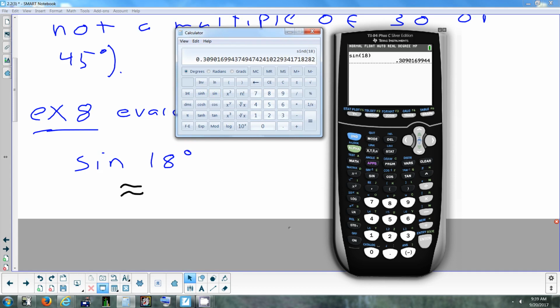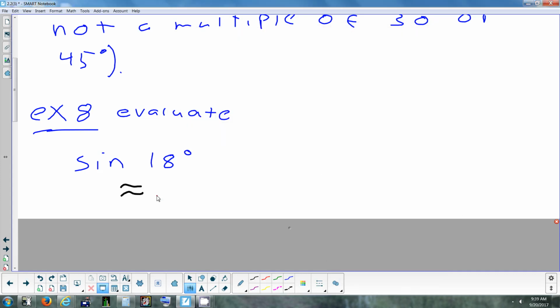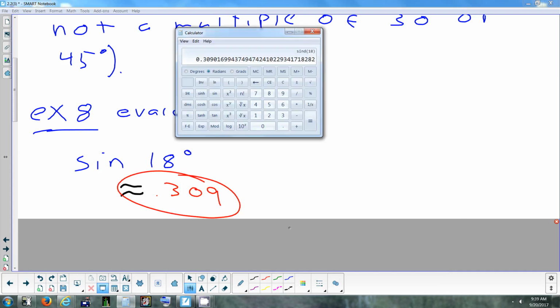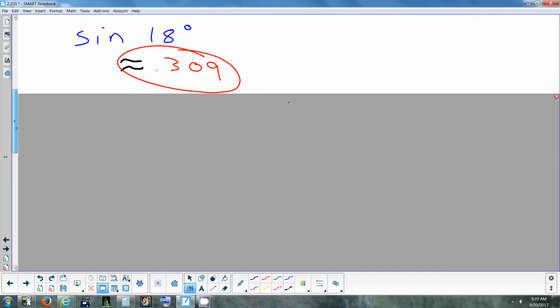Okay, 0.309, that's what you should get as an answer. How many people got 0.309 if you tried it? Okay, good. If you got something like this, negative 0.75, did anybody get negative 0.75? No? If you did, it's because your calculator was in the wrong mode. You were in radians.